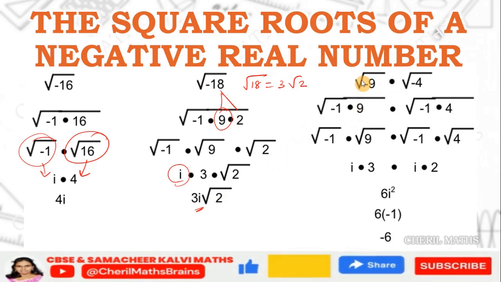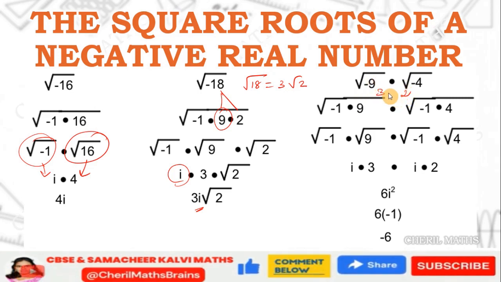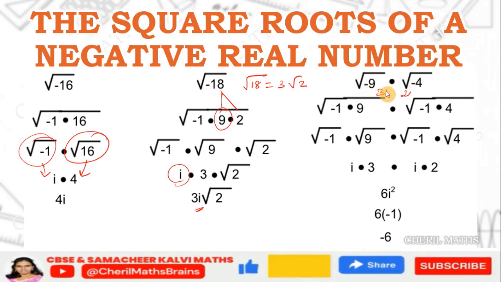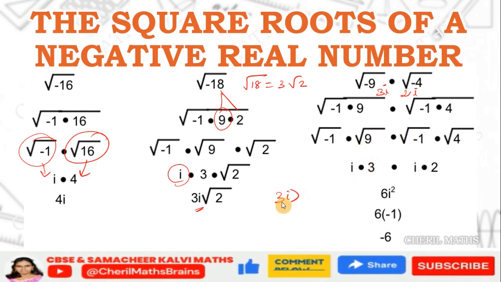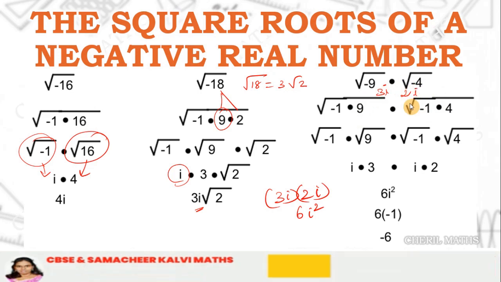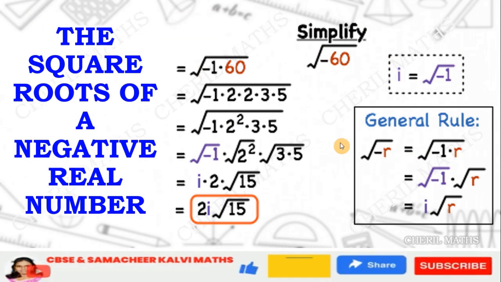Is it clear, children? Similar here again with square root of minus 9 into square root of minus 4. Root 9 is what? 3. Root 4 is what? 2. Here you have minus 1, so it will be 3i. Here minus 1, it will be 2i. So here you can see it is going to be 3i into 2i. So 3i into 2i will be what? 6i square. See here, children. So when you multiply two negative real numbers under the root, then you will get this kind of a number. Is it clear, children? So this is how you're going to calculate.